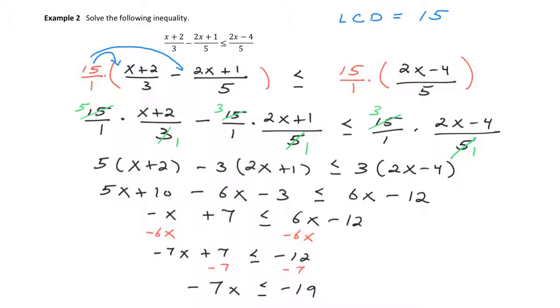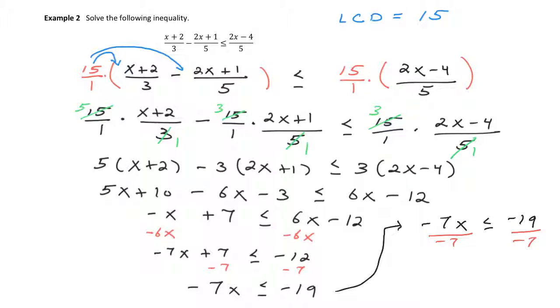So we're not quite done. I still have to divide by the number that's in front of the x, which the way I did this, I was putting the x's on the left, and it just turned out that that's a negative value. So, okay, I'll copy this over here. And we had negative 7x is less than or equal to negative 19. I'm dividing both sides by negative 7.